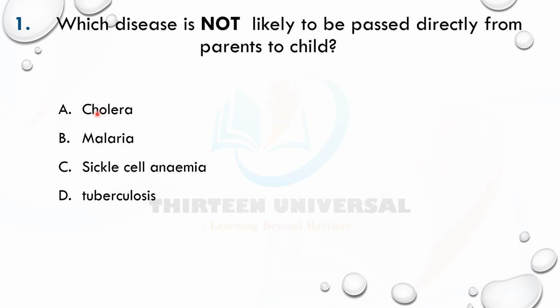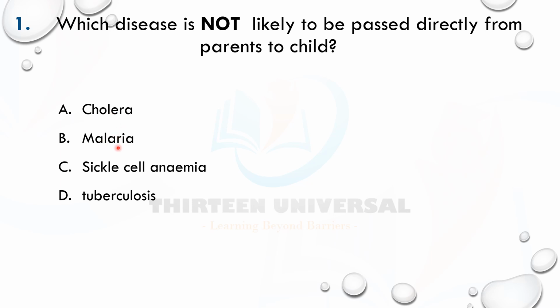Cholera can be passed directly from parent to child through contaminated water, or the parent may not wash their hands clean, and they put the hand in the mouth of the child mistakenly.